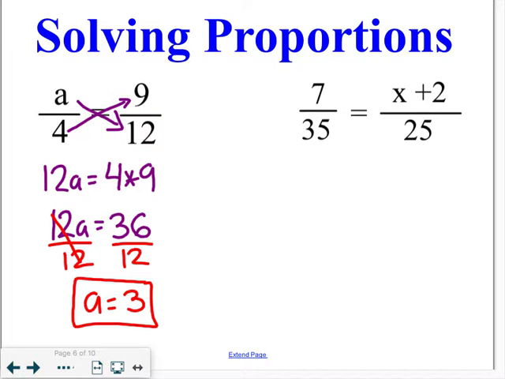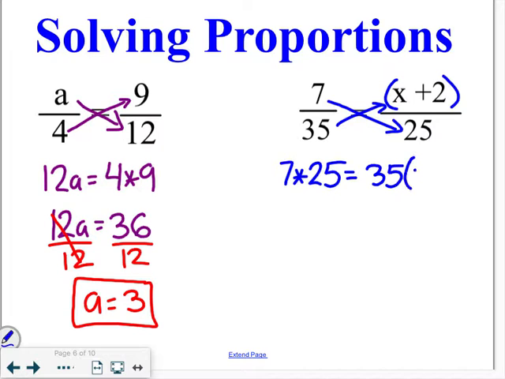Same thing works if you have a little bit more complex of an equation. You can still use cross product to solve. So I have 7 times 25 is equal to, in this case, we need to treat this top quantity as though it is in parentheses. It is one value. It is a sum together. So we're going to end up with 35 times that sum. This means that we need to use the distributive property.